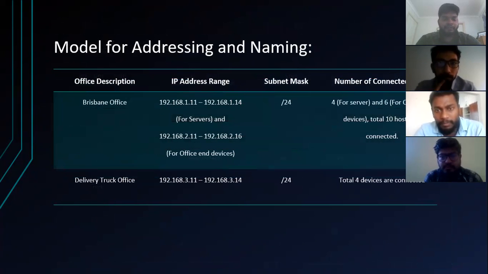Here are the Class C IP addresses used for the communication. The Brisbane office has 4 IP addresses reserved for servers and 6 devices for accessing or sending the emails, receiving and processing everything. A total of 10 hosts are connected, and these are the IP addresses for the servers and office devices used. And the delivery truck office has only 4 devices connected. So these are the 4 IP addresses used here.